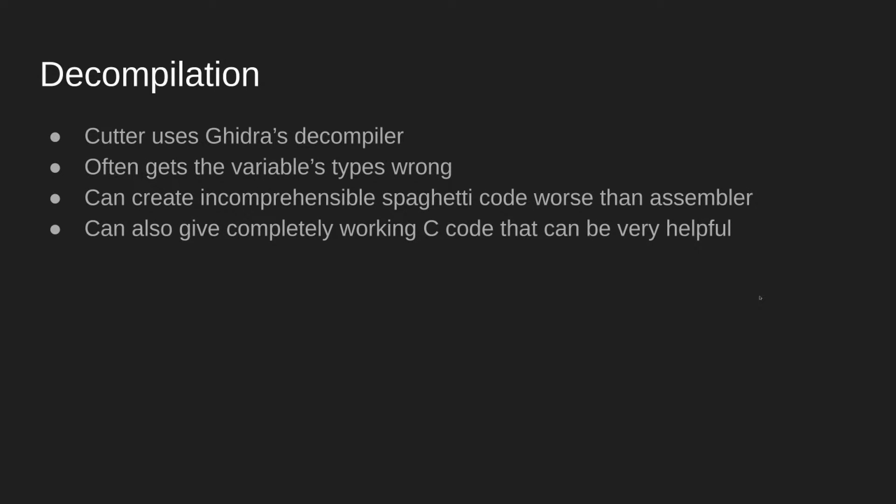Decompilation, as I said earlier, attempts to recover the original source code. Cutter uses Ghidra's decompiler, Ghidra being a tool developed by the NSA for malware analysis and for hacking. It's very, very useful for very simple functions, but often can get the type of variables wrong. It can also create horrific spaghetti code that just makes no sense whatsoever. But if it does work, you don't have to read any assembler at all. You can just look at the decompilation output and you'll be able to understand exactly what it does.